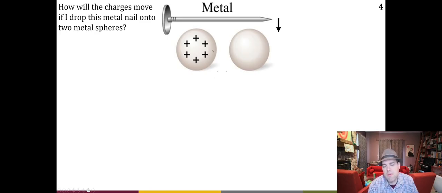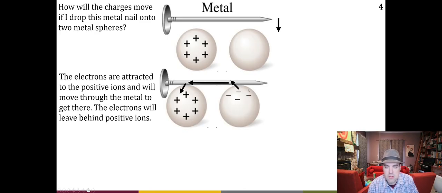So here I have a metal sphere that has positive ions and a neutral metal sphere. Now what's going to happen when I apply a metal nail here on top of these two metal spheres? Well, there's electrons here in this metal that can kind of freely move around, and there's an attractive force towards these positive ions here. So when I put the metal here, those electrons are going to receive an attractive force to these positive ions. They're going to travel up and through the nail and into this other metal sphere.